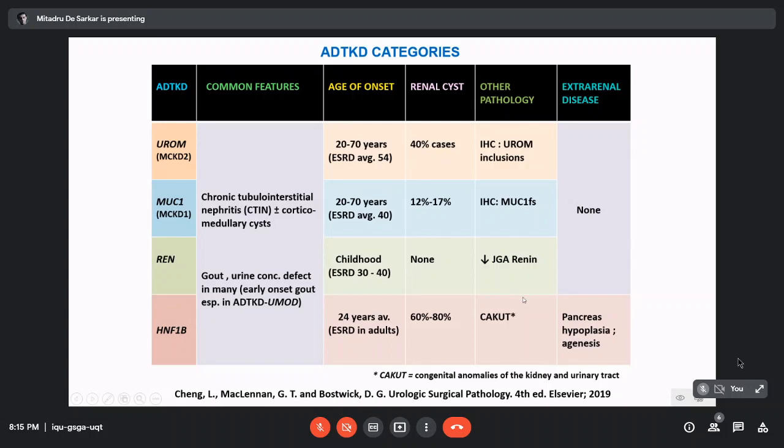However, an important clue is that there could be other kinds of congenital anomalies along the course of the kidney and the urinary tract. So that might be looked into. Plus, the pancreas is usually underdeveloped in the case of HNF1B mutation. No such disease association is seen in the case of the other three.